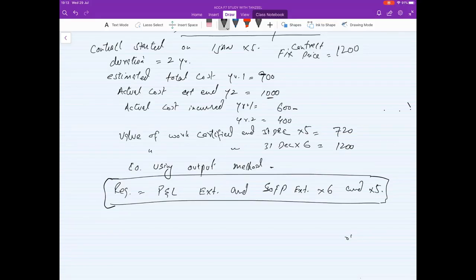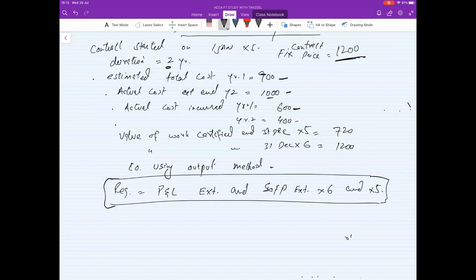Contract started on 1st January X5. Contract fixed price is 1200. This is fixed. Duration 2 years. It means a 2-year contract. Estimated total cost after 1 year is 900. Actual cost at end of year 1 is 600, and these are the actual costs, year 2 is 400.